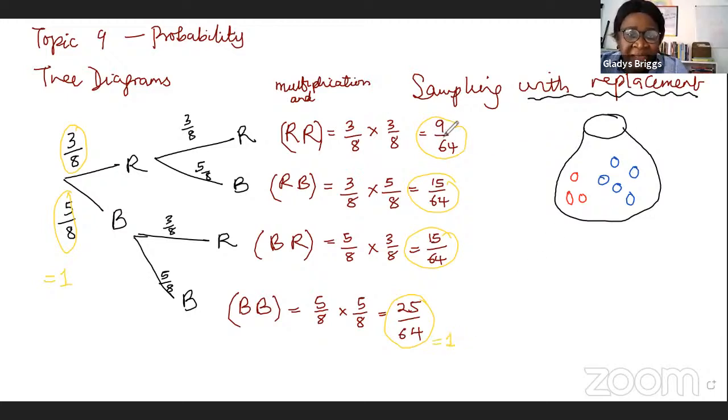You remember when we're saying the sum total of all the probabilities is always equal to 1. So they will definitely be equal to 1.